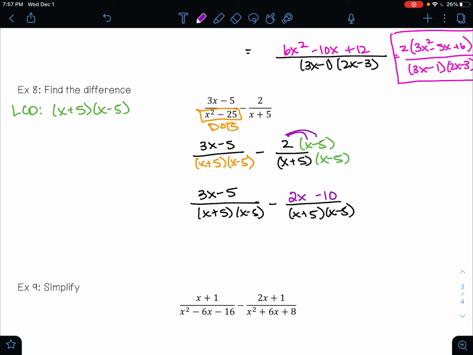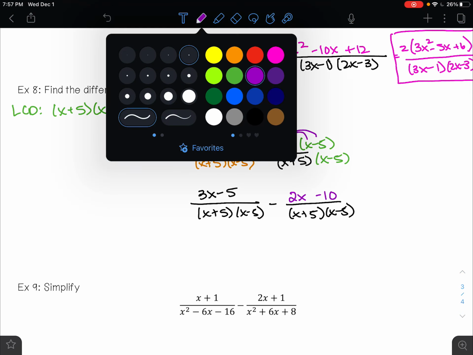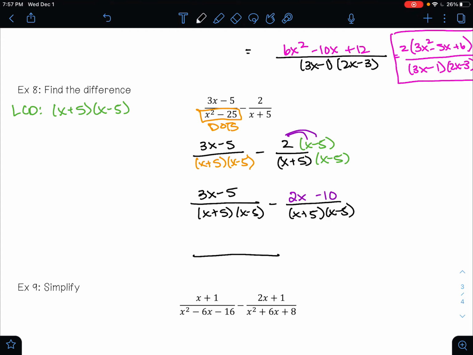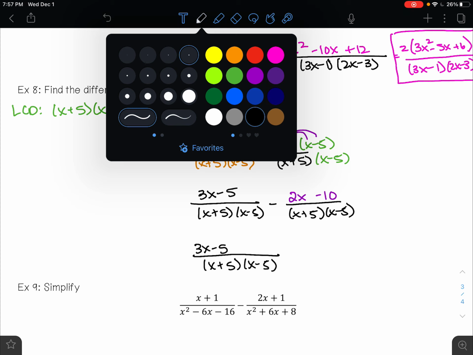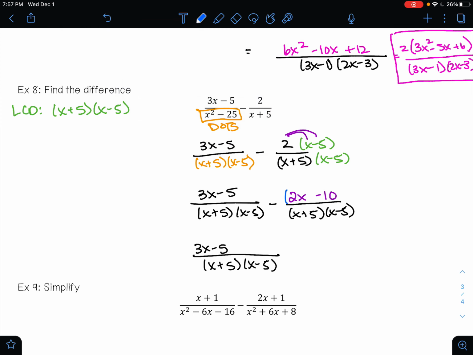Now that I have a common denominator, I can go ahead and subtract. My denominator is x plus 5 times x minus 5. My first numerator is 3x minus 5. And in my second numerator, I am going to have to distribute this negative. So I'll have minus 2x plus 10.